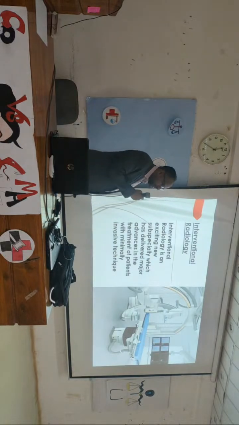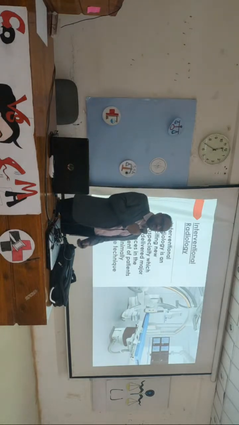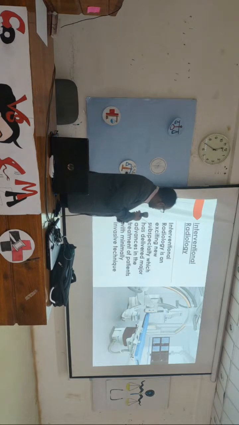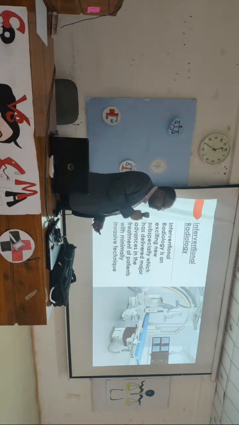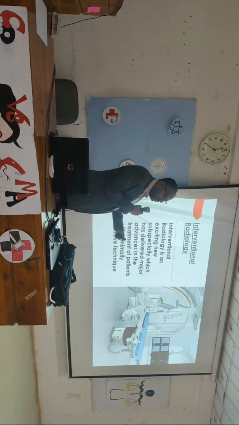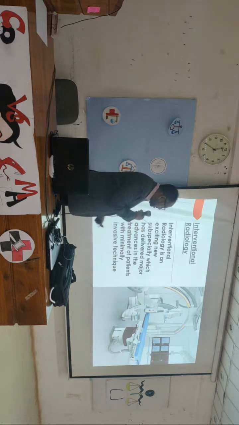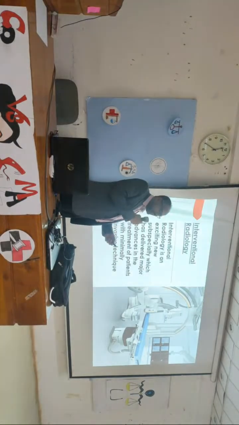First, we can define interventional radiology. This is a new exciting subspecialty of radiology, and in this specialty we can use advanced imaging to solve big medical problems. So with minimally invasive techniques, we can solve big problems in medical situations, like brain hemorrhage, peripheral vascular disease, and others.